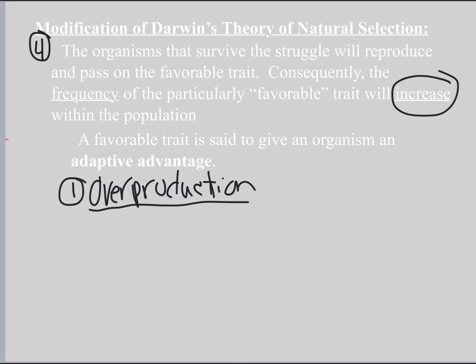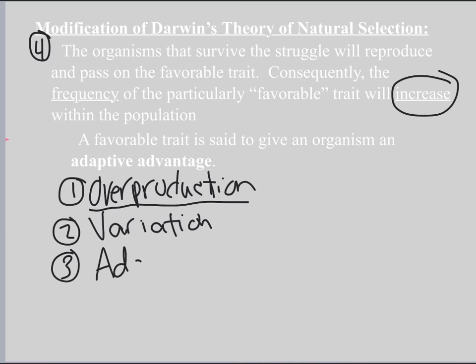Okay, there is variation. Some have longer necks than others. And the ones that have longer necks are able to reach higher in the trees to get their food, which means they are much more able to survive than the ones with shorter necks. So that is the adaptive advantage. They can reach higher, they get more food, they're more likely to survive, which means the ones with shorter necks might be dying of starvation. The ones with longer necks are surviving.